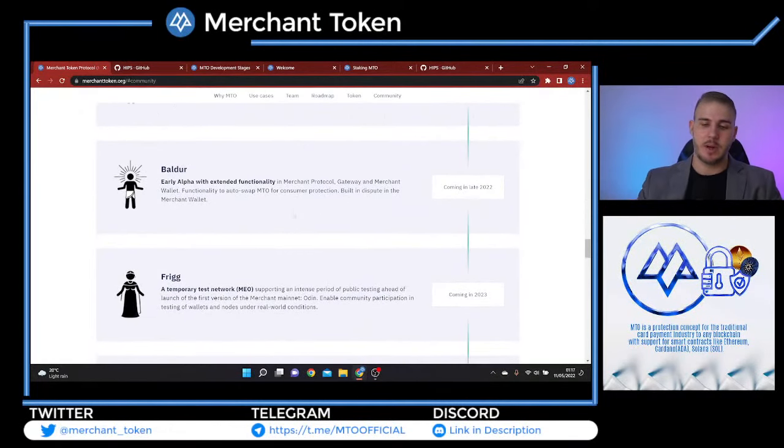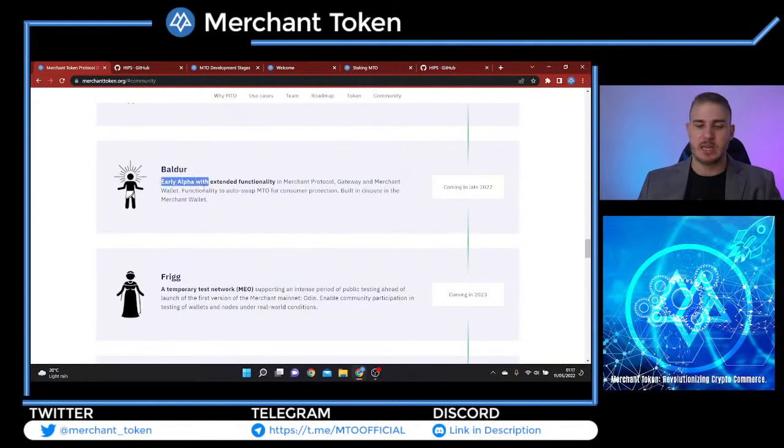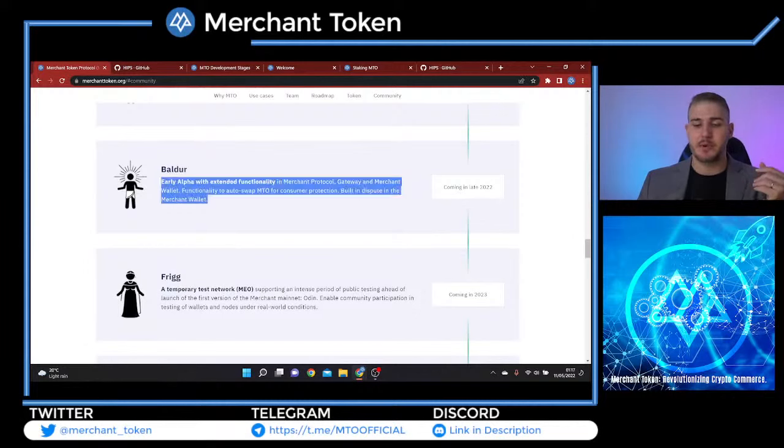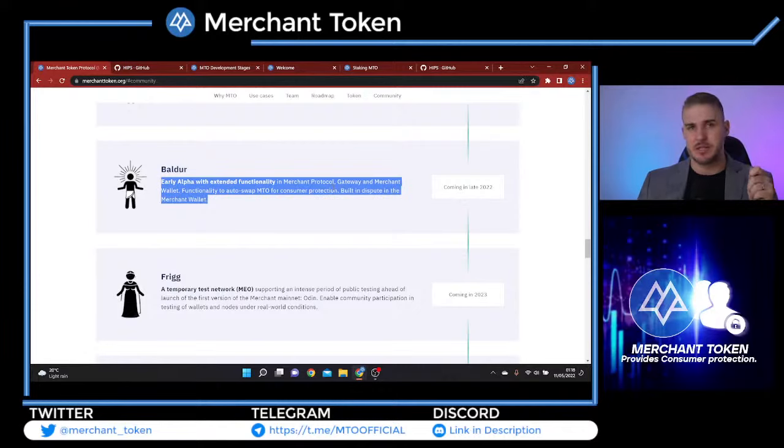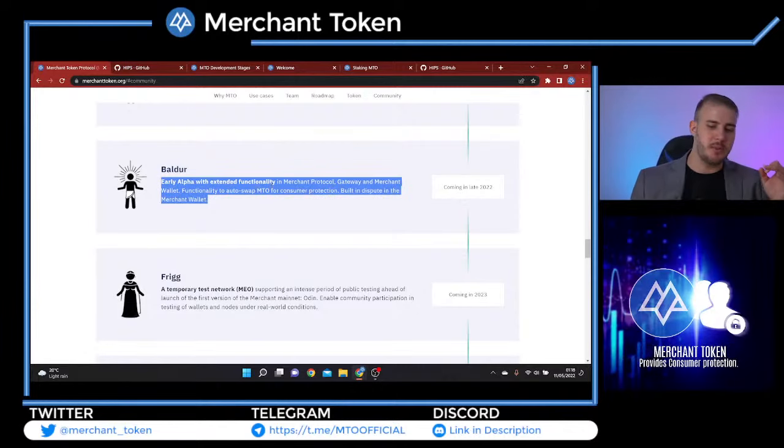Then we will end up in the next stage, which is the Baldur stage, an early alpha with extended functionality in the merchant protocol, gateway and merchant wallet as well, with the functionality to auto swap MTO for consumer protection, and a built-in dispute in the merchant wallet as well. So this is really important here.